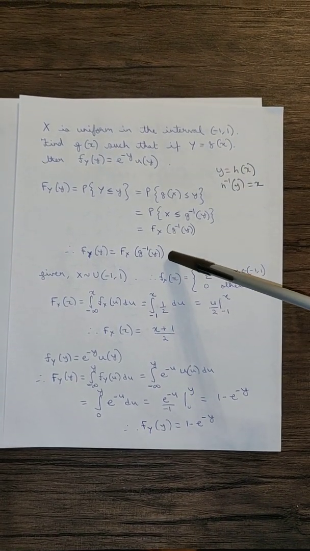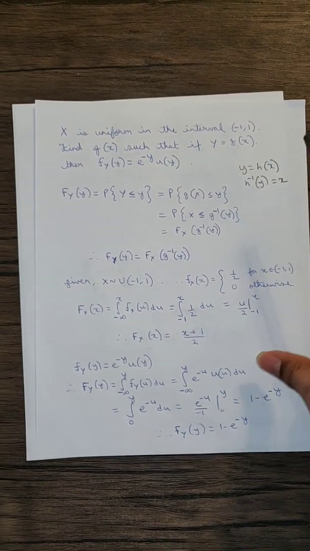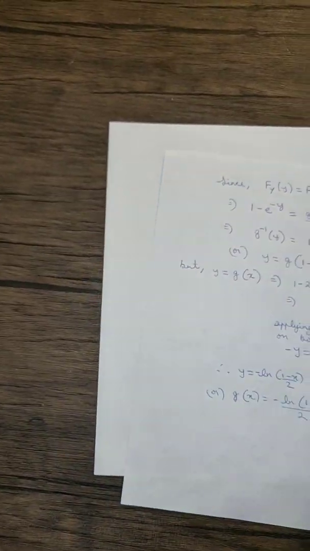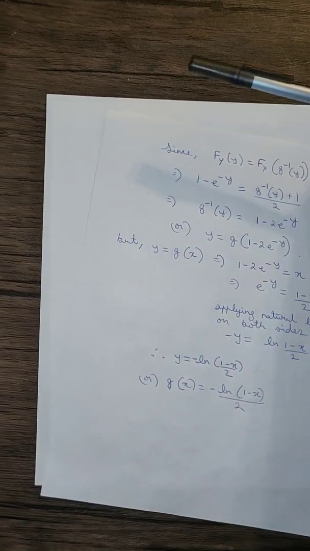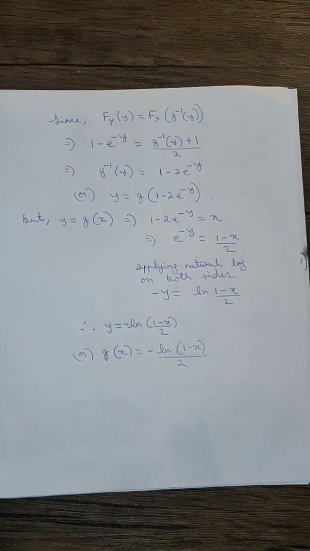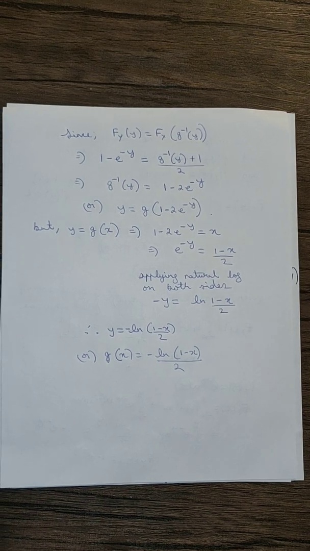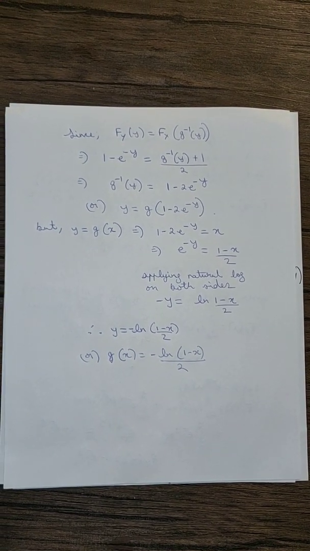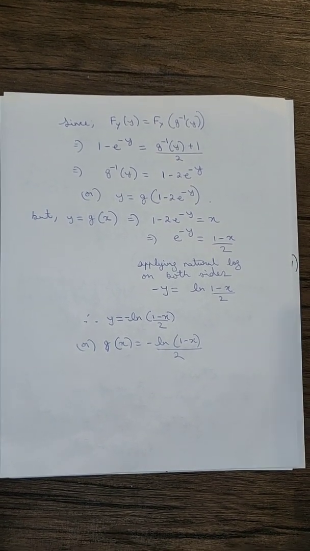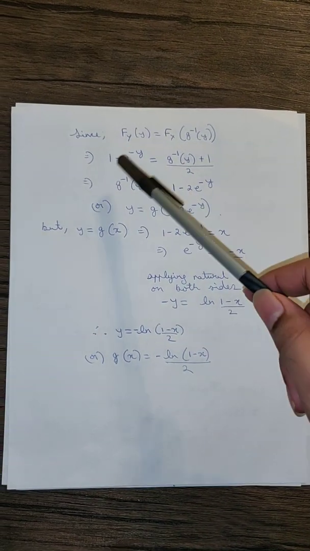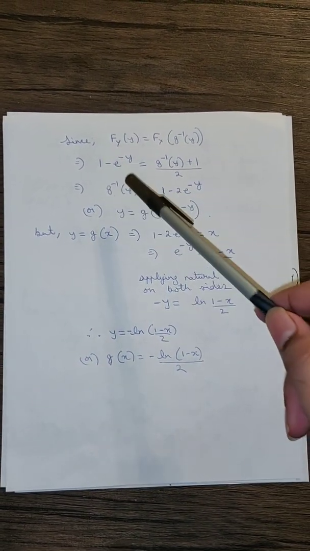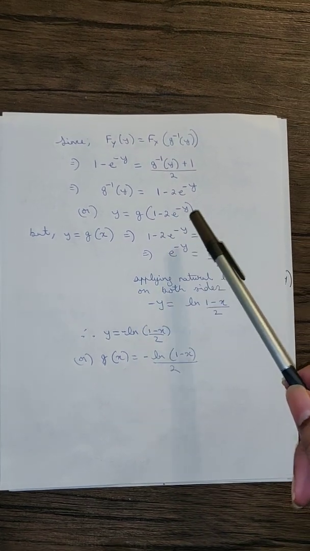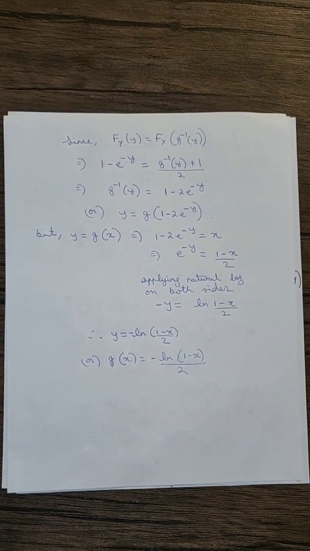So we use this equality, but instead of x we place g inverse y. So 1 minus e to the power minus y is (g inverse y plus 1) by 2. So, sending the 2 to the other side and the 1 here, we get g inverse y is 1 minus 2 e to the power minus y.